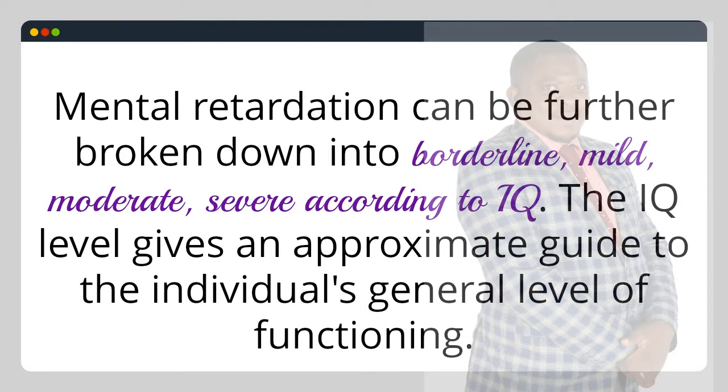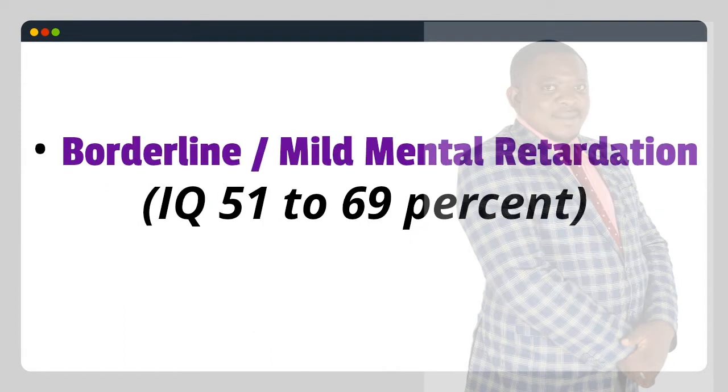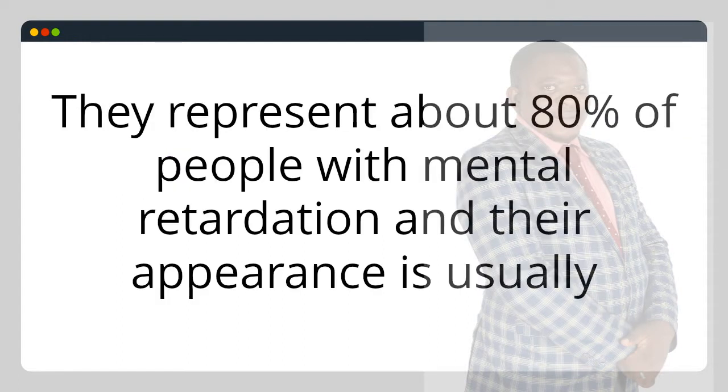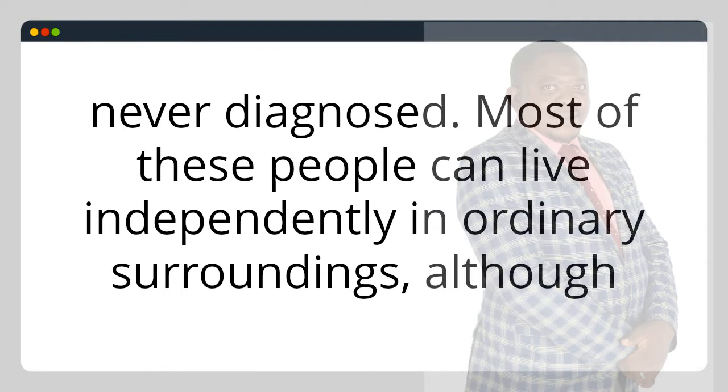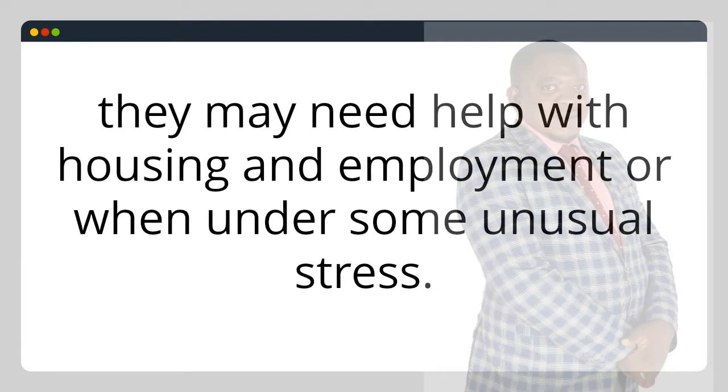Mental retardation can be further broken down into borderline, mild, moderate, severe according to IQ. The IQ level gives an approximate guide to the individual's general level of functioning. Borderline mild mental retardation, IQ 51 to 69. They represent about 80% of people with mental retardation, and their appearance is usually unremarkable, and any sensory or motor deficits are slight. In adult life, most of these people are never diagnosed. Most of these people can live independently in ordinary surroundings, although they may need help with housing and employment or when under some unusual stress.